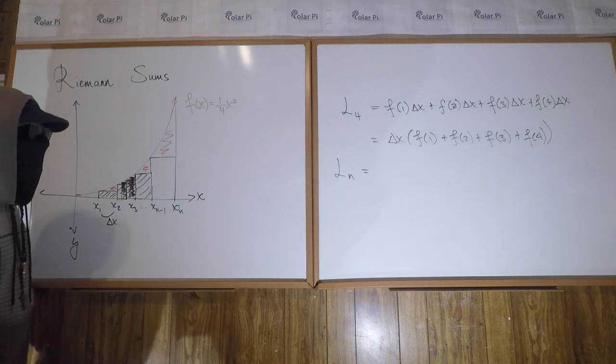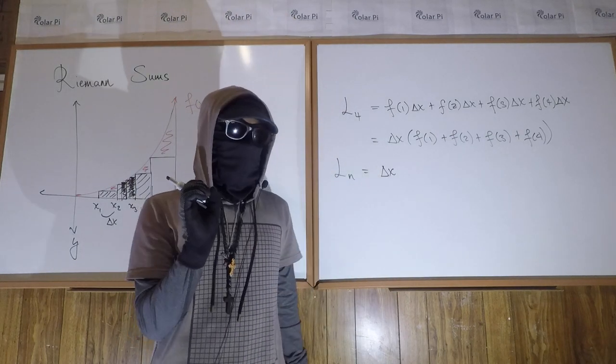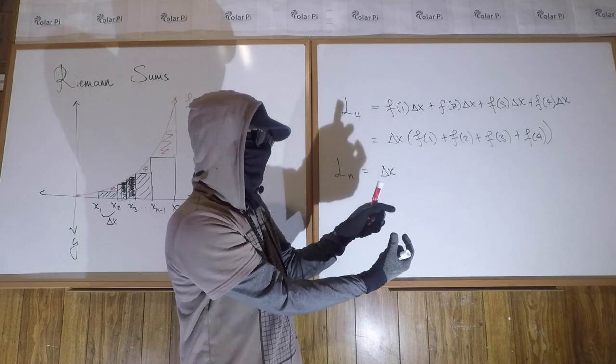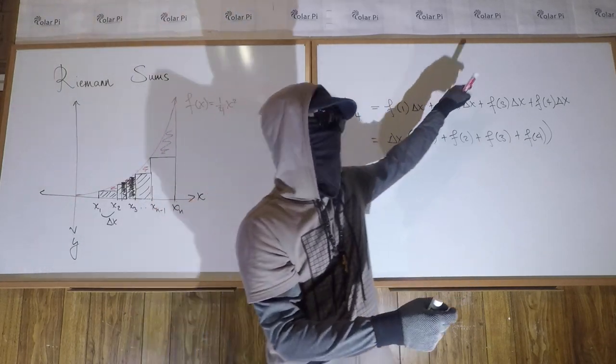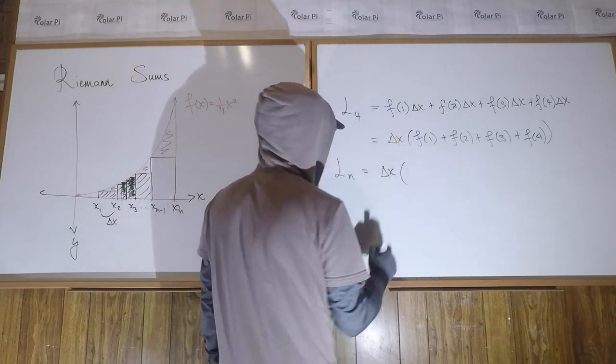So what do I do? Well, I'll have delta x, since again we're going to multiply by delta x for the area of each rectangle, as we have to involve the width of the rectangle. Obviously each part is going to have a delta x in it, so I could just factor it out. So factor out the delta x, right?